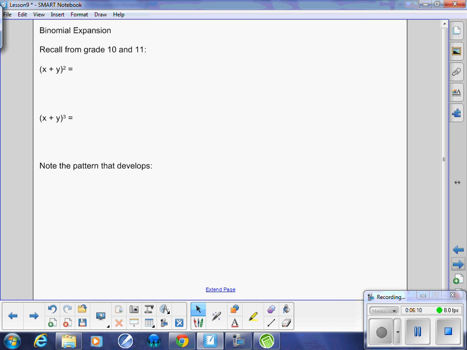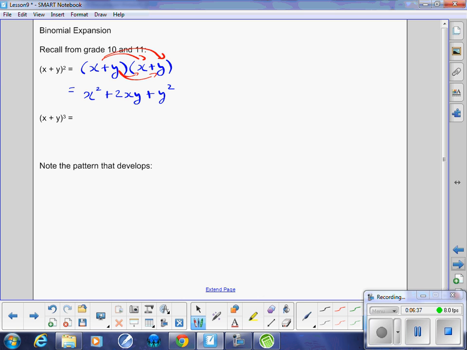So binomial expansion. Recall from grade 10 and 11, and I'm going to zip through this. This is just a reminder. If you wanted to do (x plus y) squared, remember that you have to write it twice, and then some of you learned FOIL, some of you learned distributive law. I'm going to speed it up and skip a step. So when you do that expansion, you get x squared plus 2xy plus y squared. For the next one, you would have to write it 3 times because it's cubed.